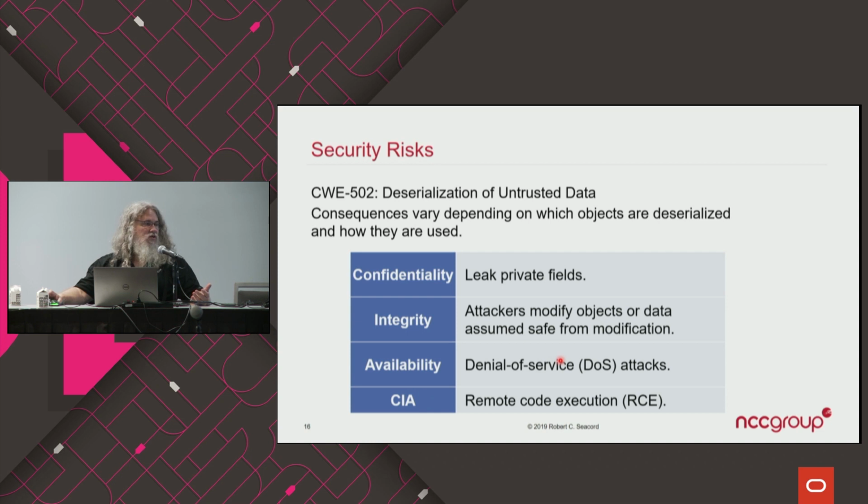These are very prone to denial of service attacks. The very simplest denial of service attack is that the attacker creates an array of int max size, and that turns into an out of memory error immediately upon deserialization. And of course, remote code execution, which we're going to look at an example of.